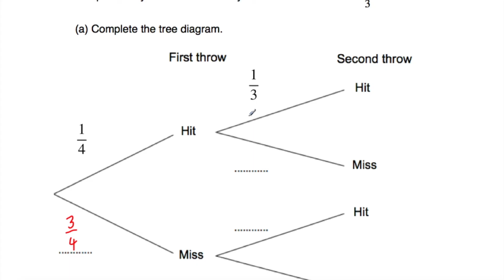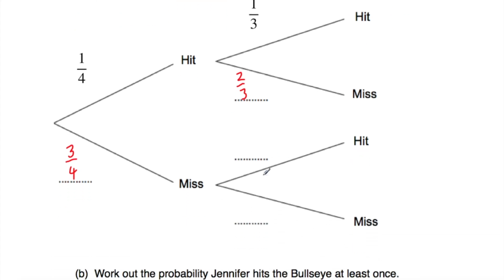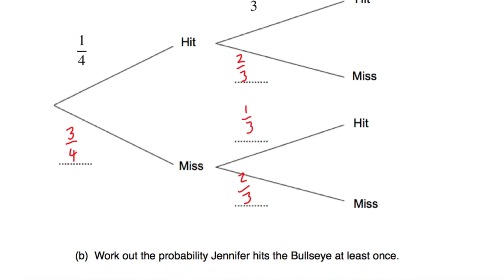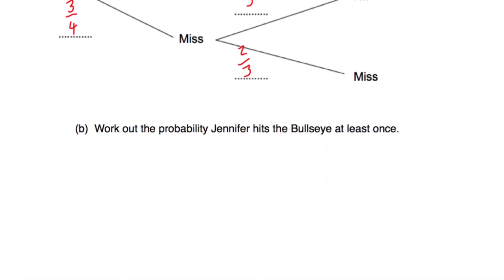In terms of her second throw, the probability that she hits the bullseye on her second throw is 1/3. So the probability that she misses the bullseye on her second throw would be 2/3, because again, they have to add together to be 1, which is 3/3. And then in terms of these branches, they're going to be the same as the one above, so that'll be 1/3 and 2/3.